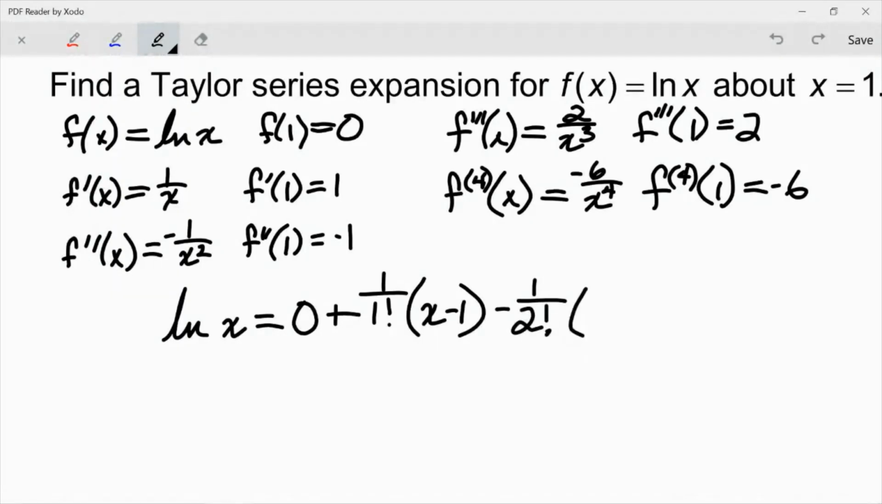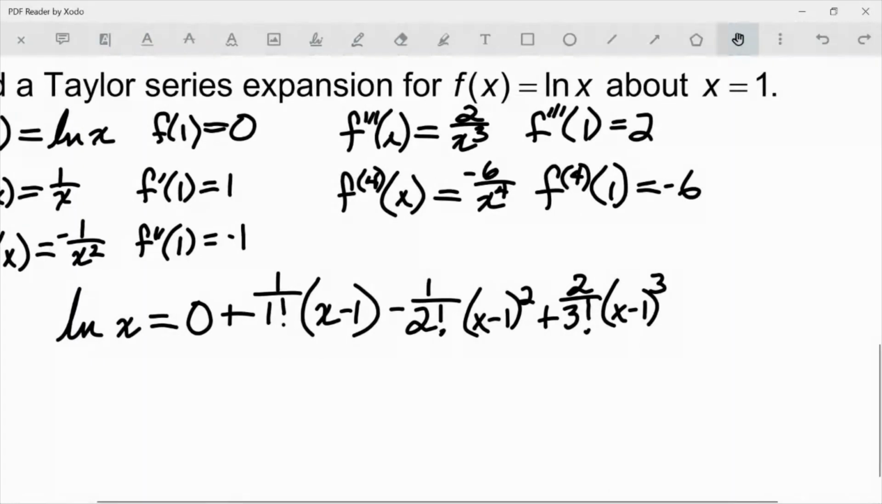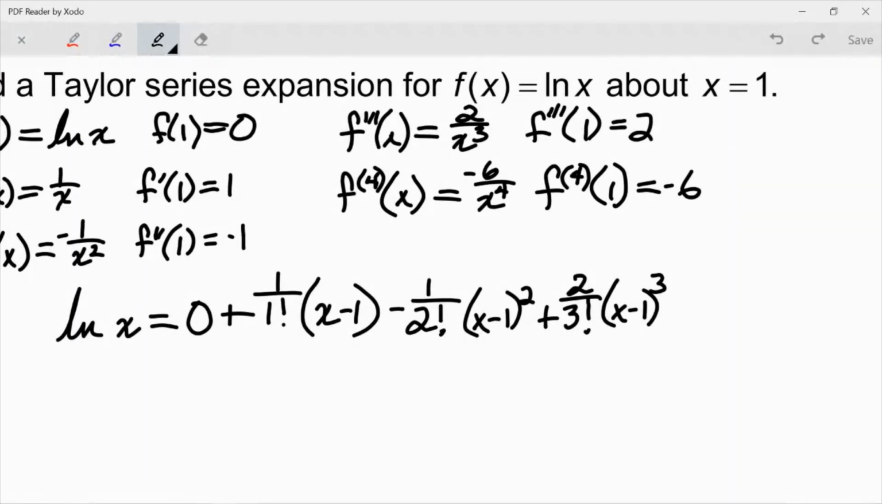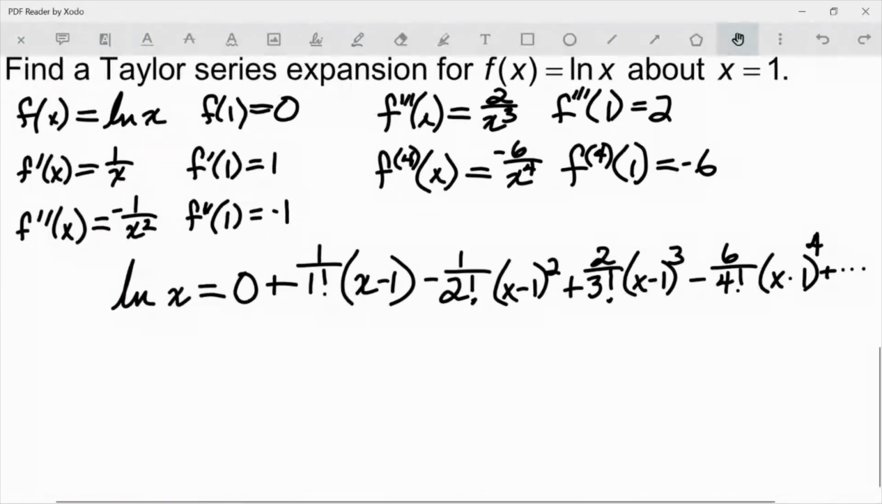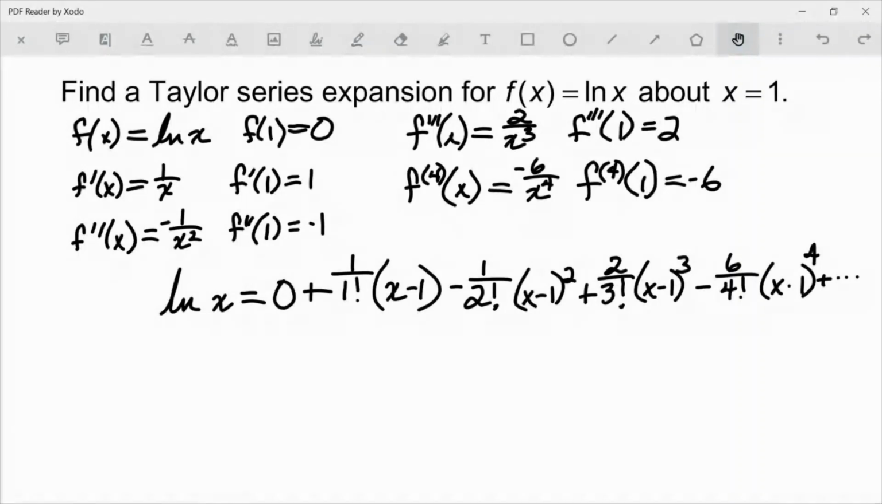And we have x minus 1 squared. Then we have plus 2 over 3 factorial times x minus 1 cubed. And then our next term is going to be minus 6 over 4 factorial times x minus 1 to the fourth, and so on, right? So that's our pattern. Okay, so now using that pattern, I want to figure out how I am going to simplify this whole thing.